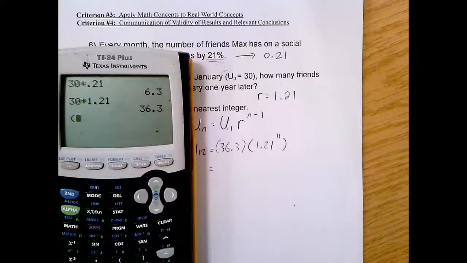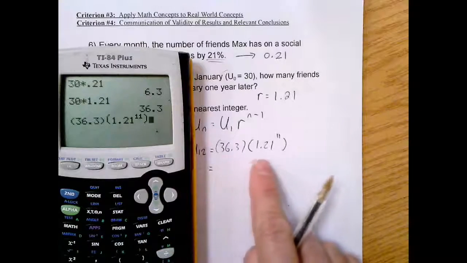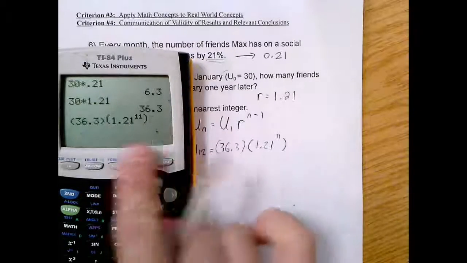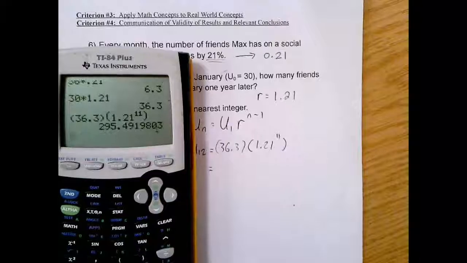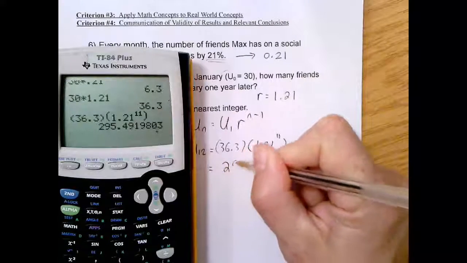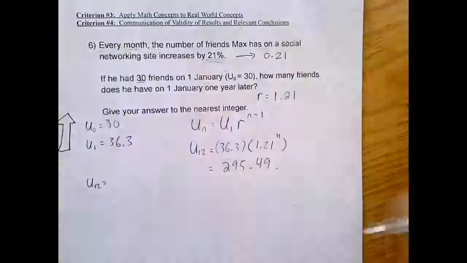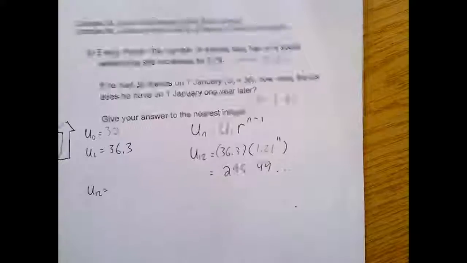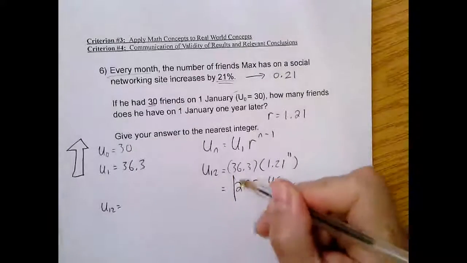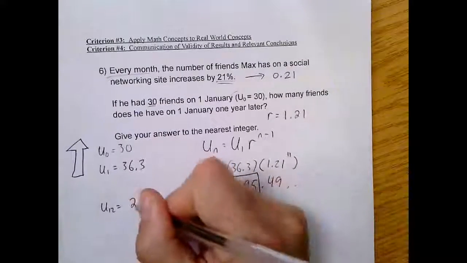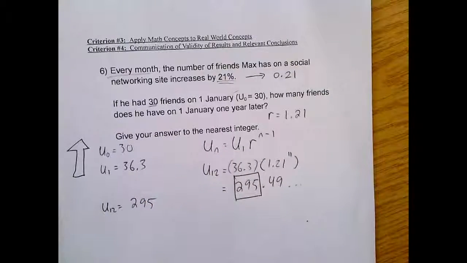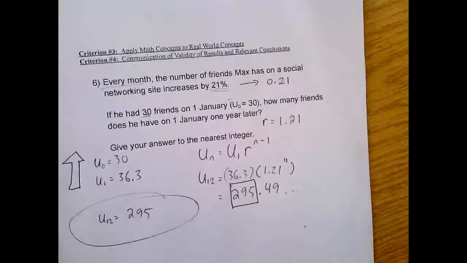You just say 36.3 times 1.21 raised to the 11th power. You can see what I put in is exactly what I got. And I get 295.49, and so on. Okay, and that's why the question said round to the nearest integer. So Max has 295 friends on social media after 1 year.